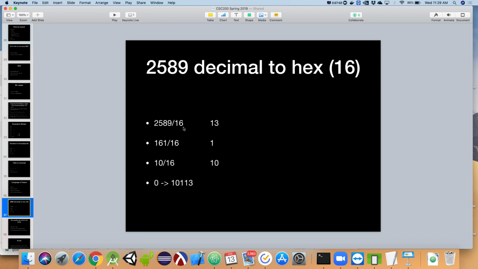So now when we come back in here, we actually need to map this 13 to a D. The 1 stays a 1. The 10 gets mapped to an A. So this is actually the hexadecimal number A1D. That make sense? All right, and you can take this all the way up to base 37.